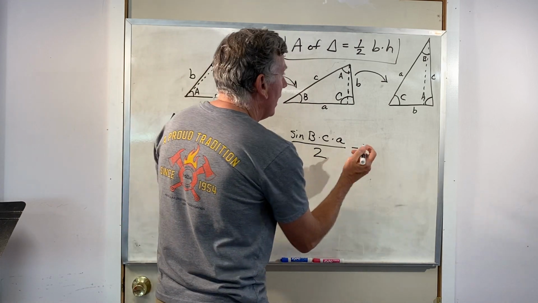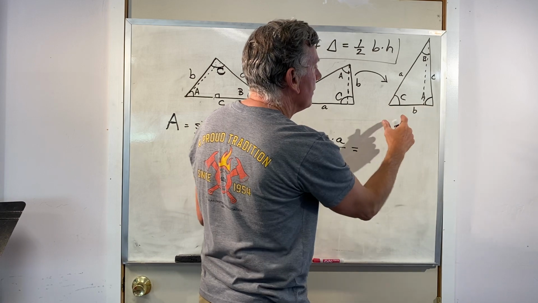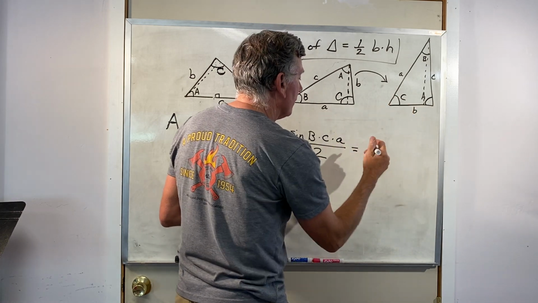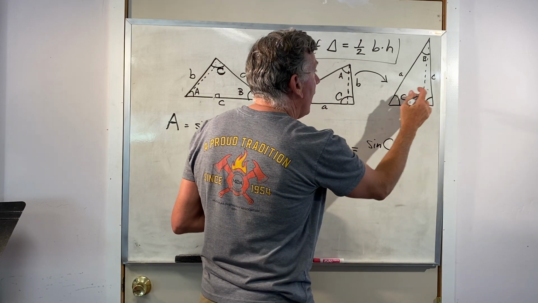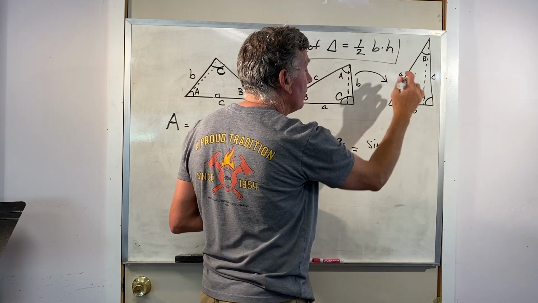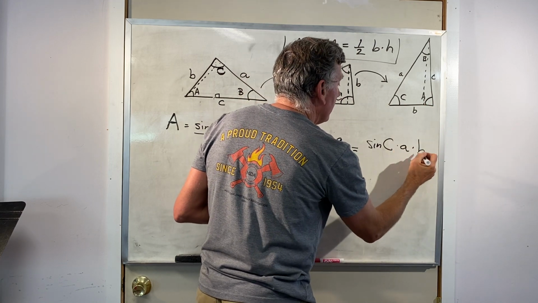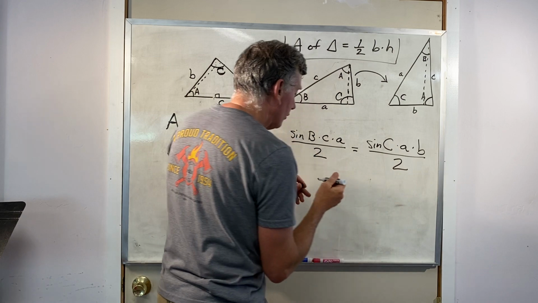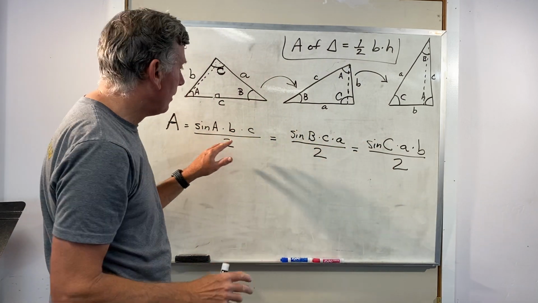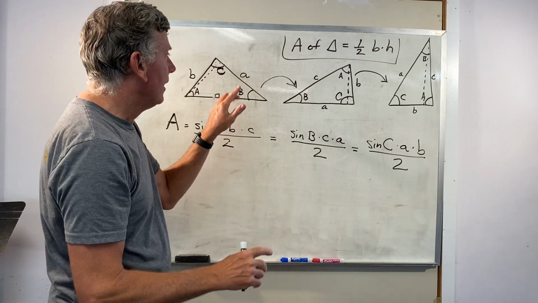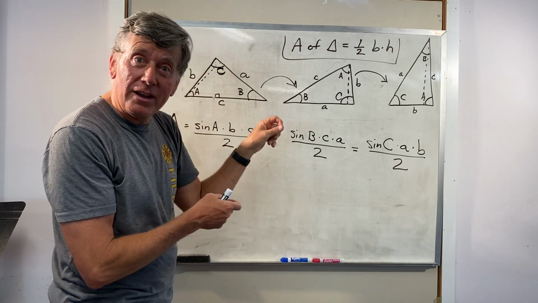And finally, I'm going to flip this triangle now, so B is the base, and I'm going to talk about angle C, sine of angle C, times the hypotenuse, which is in this case A, times the base B, and that also is divided by 2. Different letters, but they all represent the very same thing, the area of this triangle. All we're changing is the way we're looking at it.